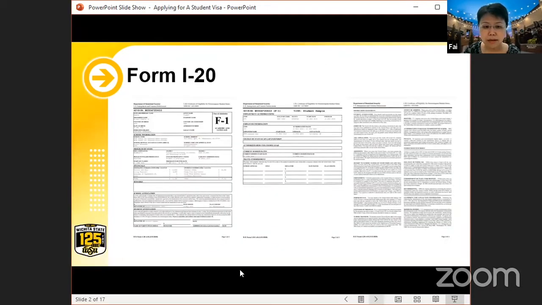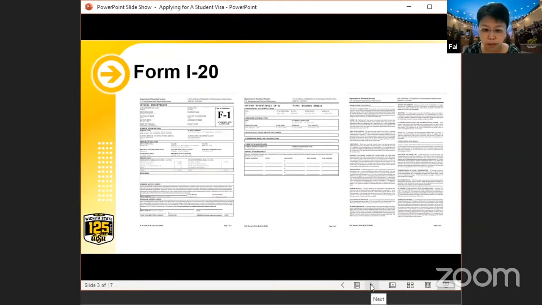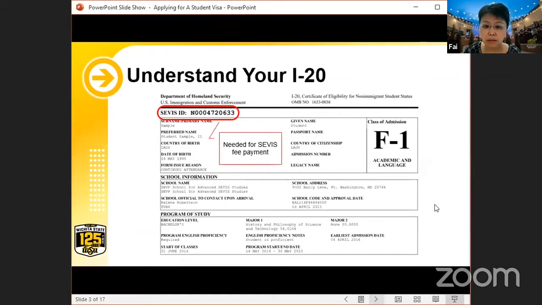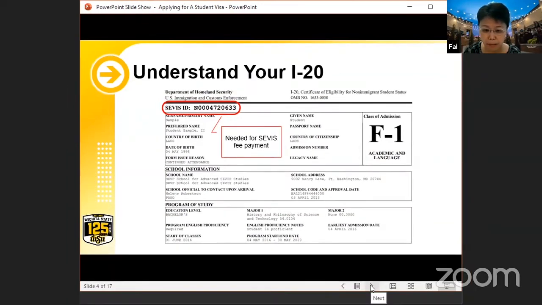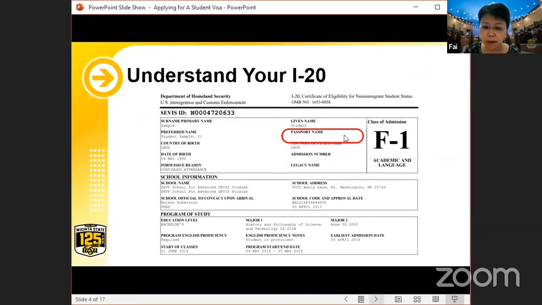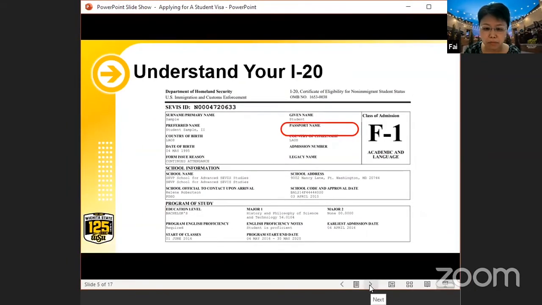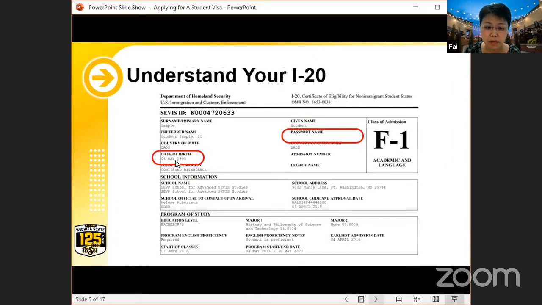So the first thing is that you need to have an I-20 from a school. The I-20 includes 3 pages, and it has a lot of important information. When you get your I-20, you need to check. First of all, on top, it has the SEVIS ID, and this is the number that you need to use to pay for your SEVIS fee payment. And then make sure that your passport name is consistent with what's listed on your F1 I-20. And then your date of birth, sometimes you put it in a wrong order.